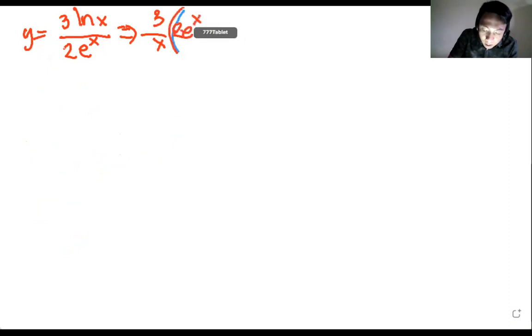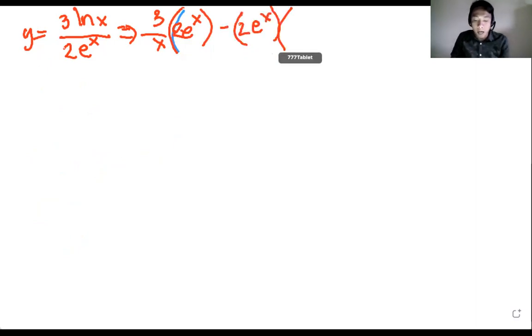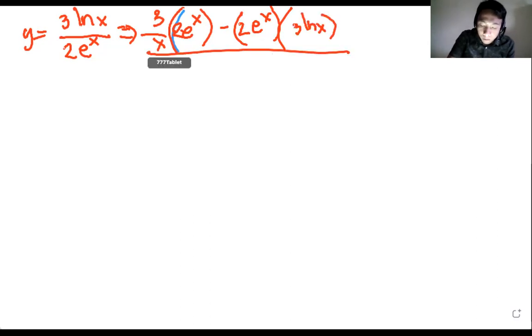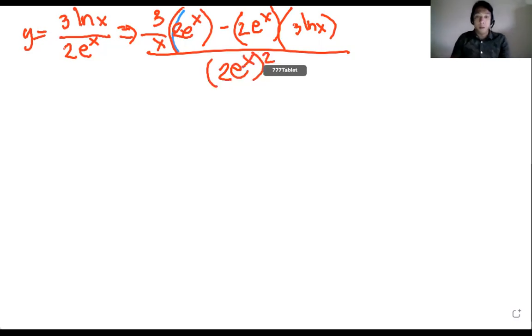2e raised to x minus, yung derivative naman ni g. Anong derivative ni g? 2e raised to x, we will just copy. Tama? 2e raised to x multiplied by the f, which is 3 ln x, all over 2e raised to x squared.